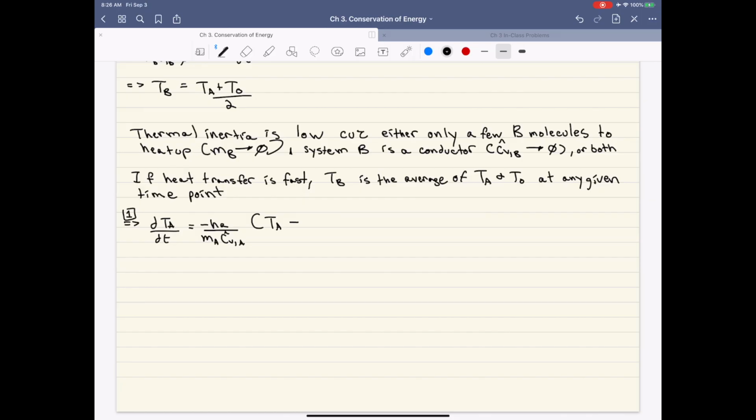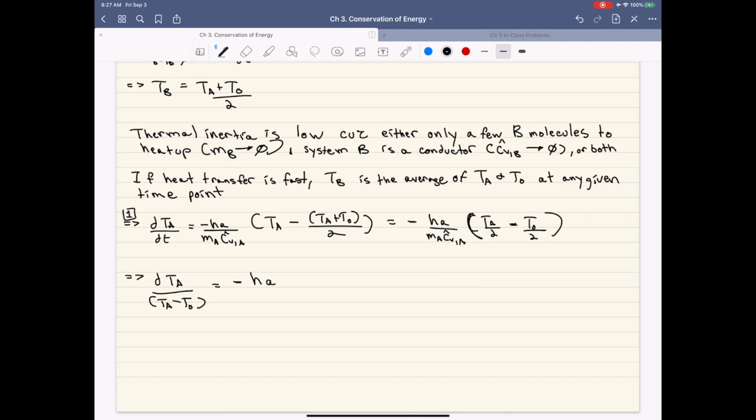We could plug in our result for TB: HA, MA, CVA, TA divided by 2, minus T naught divided by 2. Okay. And we solve it using almost an identical approach to what we did in part B. So here we get this.